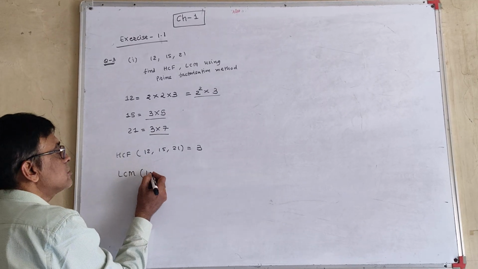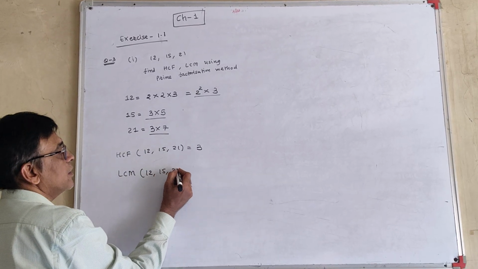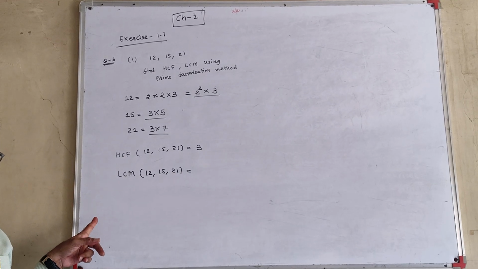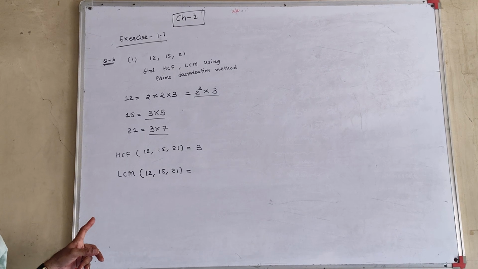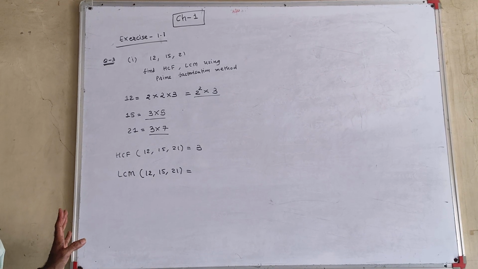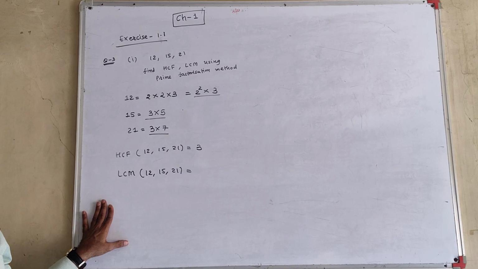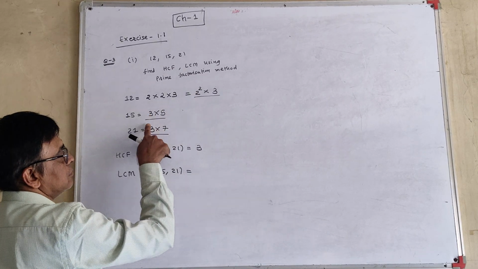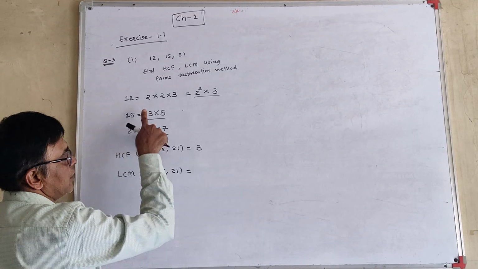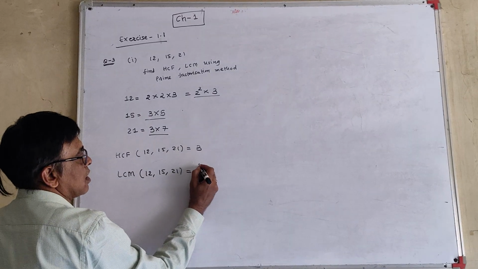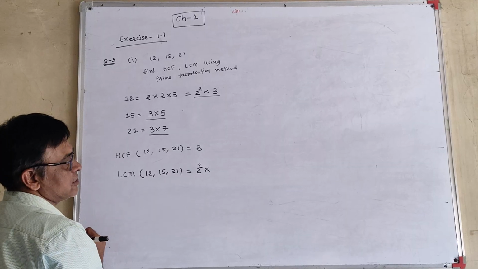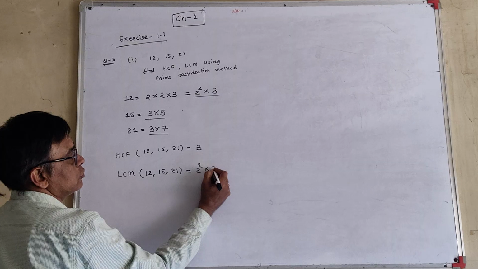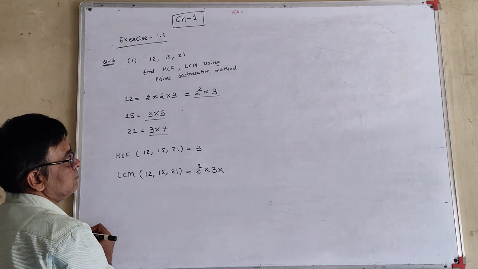Now I will find the LCM of 12, 15 and 21. In LCM, the highest power of each factor will be taken. So 2 square, 2 is not given in any other, so 2 square will be taken in the LCM. 3, 3, 3, so 3 is also included in the LCM.